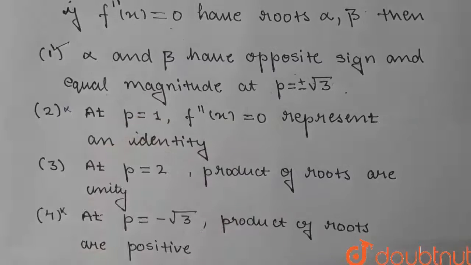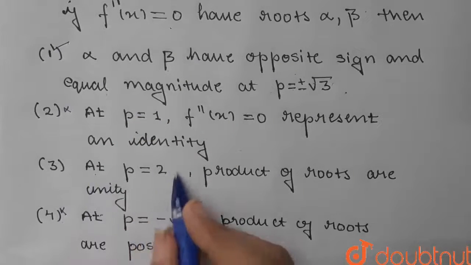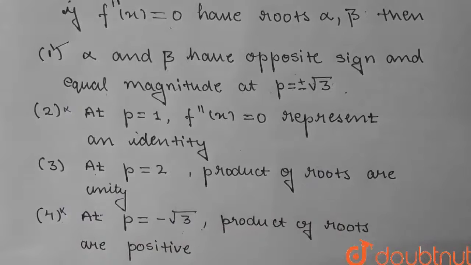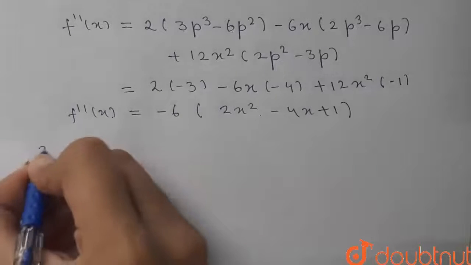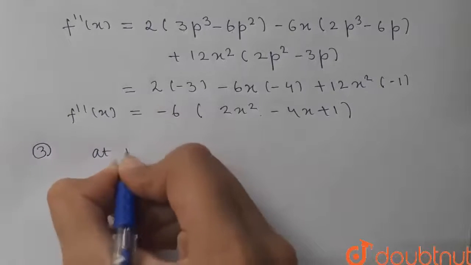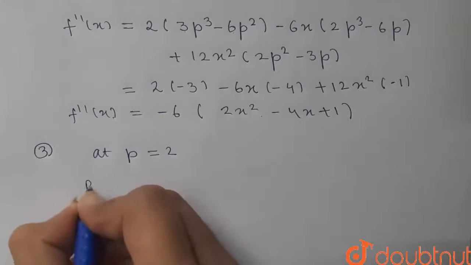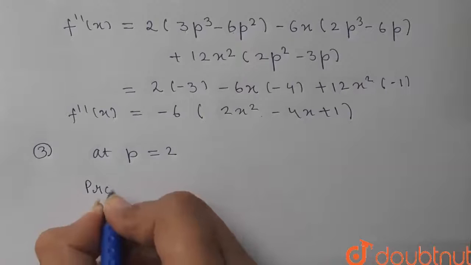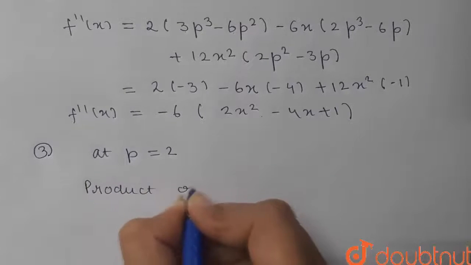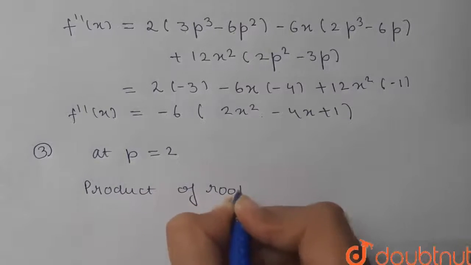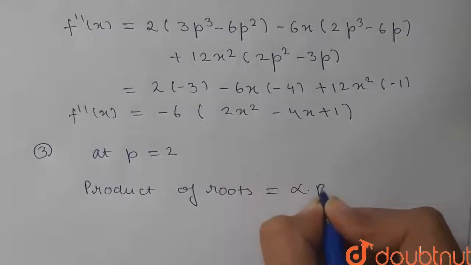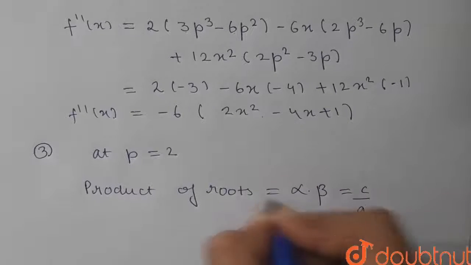Now let us check option number 3, at p is equal to 2, the product of roots is unity. So we know the formula for the product of roots. Product of roots is given by alpha into beta is equal to c by a.